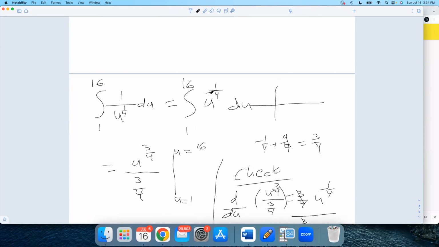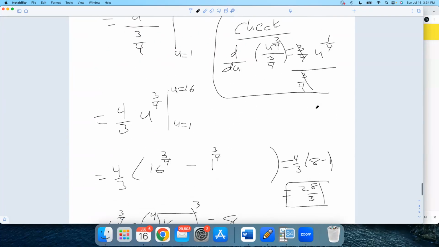He is a 1 over a cube root. So he's actually an increasing function. If I go from 1 to 16, he's, I don't know, maybe something like that. Whatever his graph looks like, that's not what's important right now. The area under that graph from 1 to 16 is 28/3.